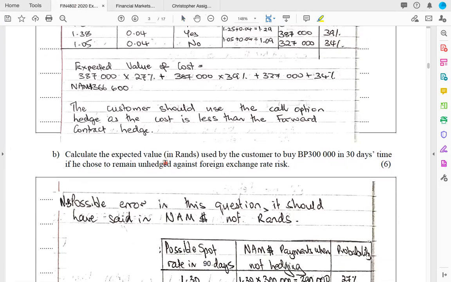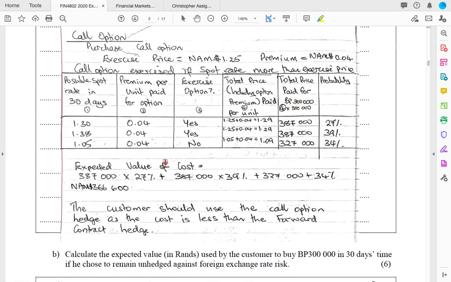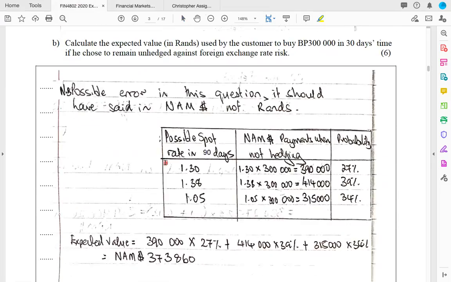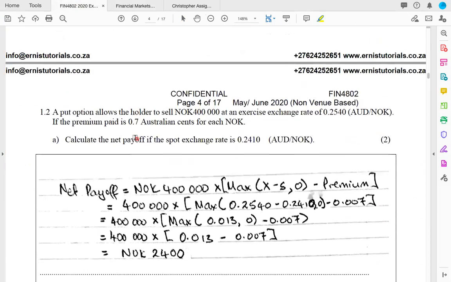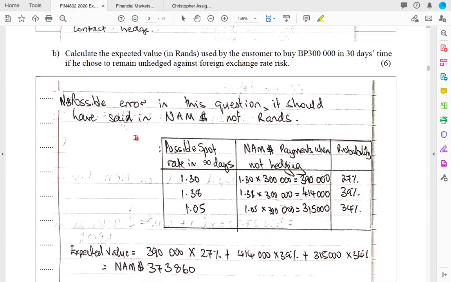The past papers just tend to focus on the hedge for trade payables. All of the papers that I've seen, the past papers, they just focus on hedging trade payables. But you could get a question in the exam which focuses on hedging trade receivables. And then part B says calculate the expected value in rands.